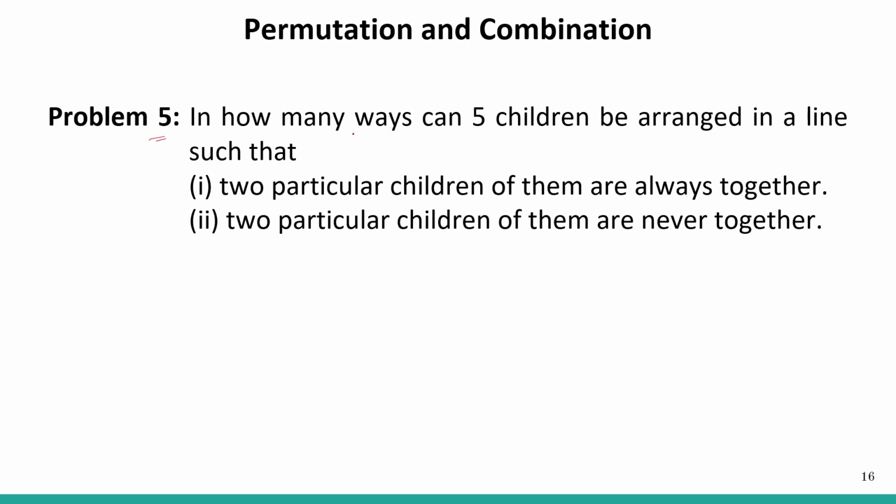So let's go forward to problem number 5. In how many ways can 5 children be arranged in a line such that two particular children of them are always together? Two particular children of them are never together.